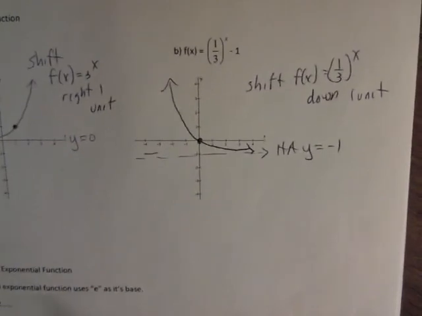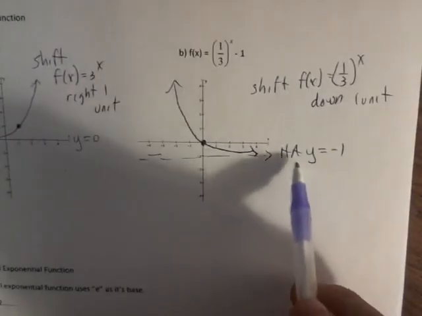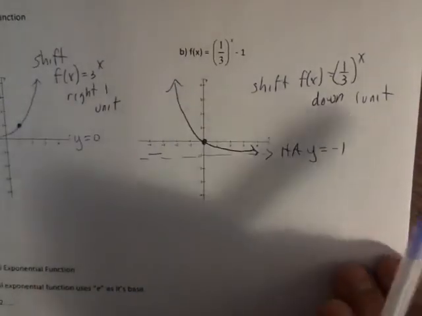Okay? So that's your exponential function to where you have the base is some number either bigger than 1 or between 0 and 1. Your base will always be positive, so we don't need to worry about negatives. And that's how you graph them.